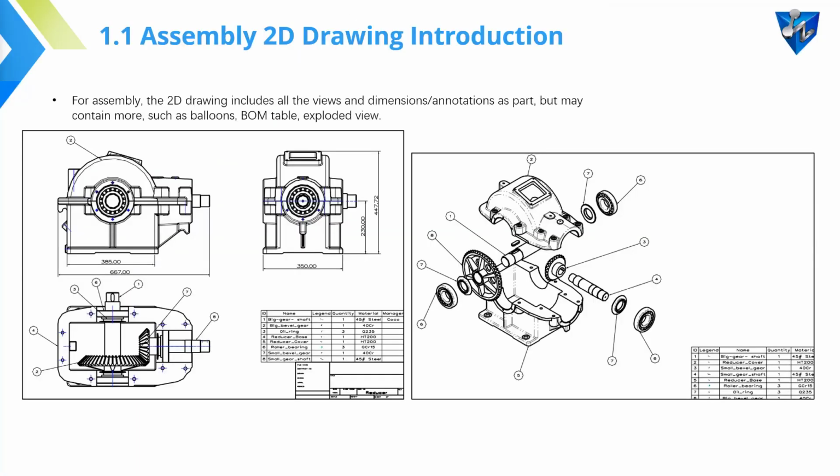So the assembly 2D drawing is similar to the part 2D drawing, but there are still some differences. As you can see from this screenshot, there are many components in the assembly, so we need to control the visibility of the components, and also we need to add the BOM table and the balloons to show the component information, and sometimes we need the exploded view. So I will tell you how to create them.